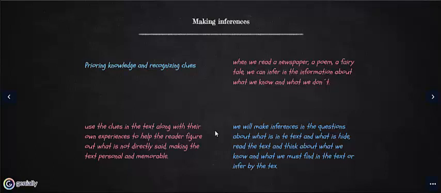How to apply it for TOEIC: we will make inferences in the questions about what is in the text and what is hidden. Read the text and think about what we know and what we must find in the text or infer from the text.